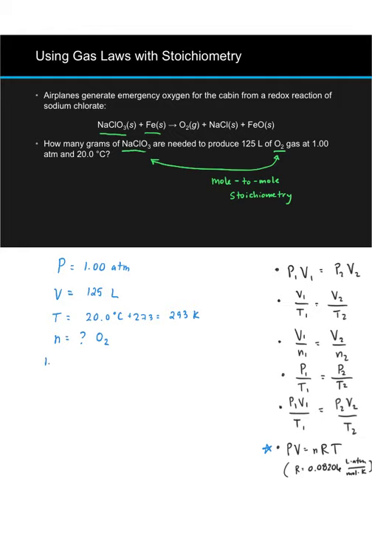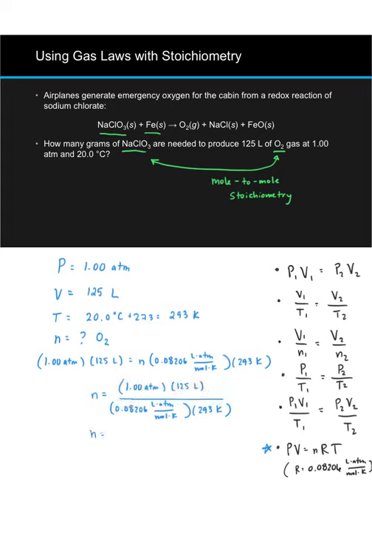We can plug in what we know about pressure and volume, our ideal gas constant, and our temperature, and once again divide both sides by 0.08206 times our Kelvin temperature, in this case 293 K. When we do that, we'll find that the number of moles of oxygen gas is equal to, to 3 significant digits, 5.20.